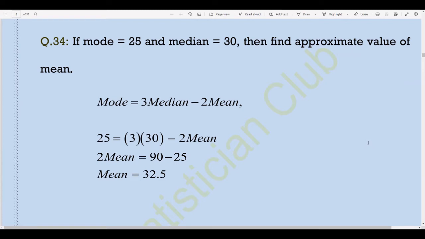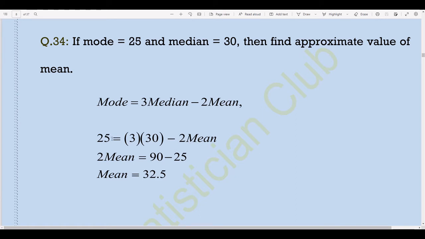Question number 34. If mode is equal to 25, median is equal to 30, find the approximate value of mean. So the relationship is mode is equal to 3 median minus 2 mean. Here we want the answer of mean. So mode 25 is equal to 3 into 30 minus 2 mean.